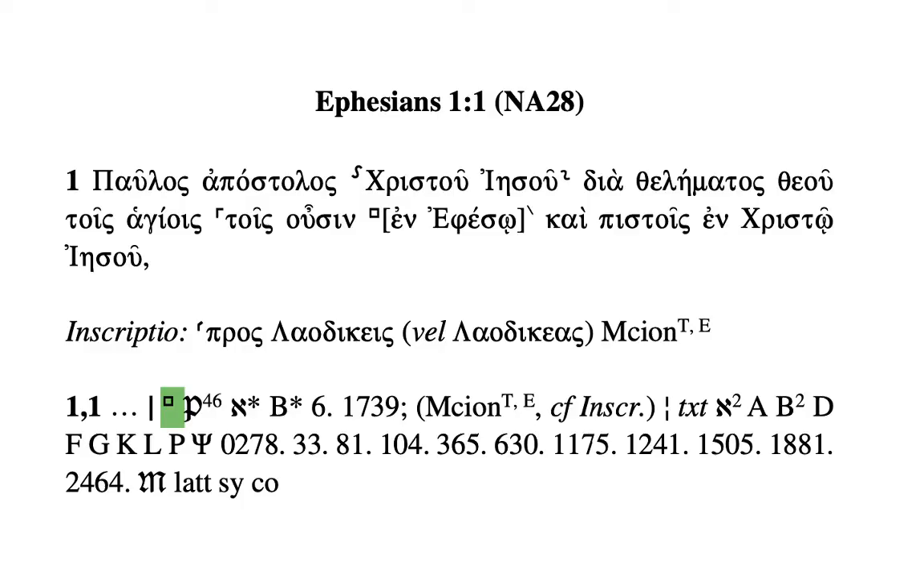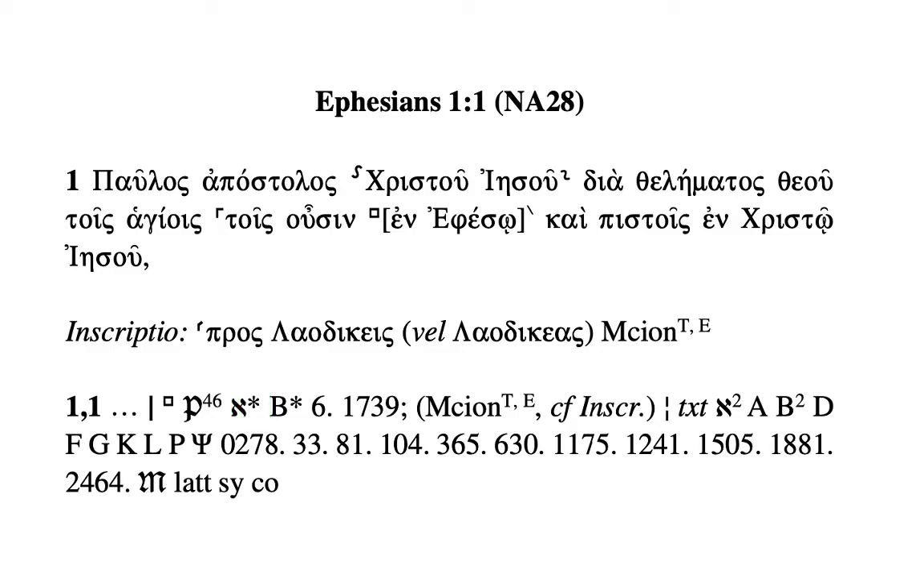And the first thing to show up for the omission is P46, or Papyrus 46, a very early witness to the Pauline epistles. It lacks ἐν Ἐφέσῳ. It just goes right from τοῖς οὖσιν to καὶ πιστοῖς. Then Codex Sinaiticus, or Aleph, and it's an asterisk, which means that it's the original hand or the original writing of the scribe.